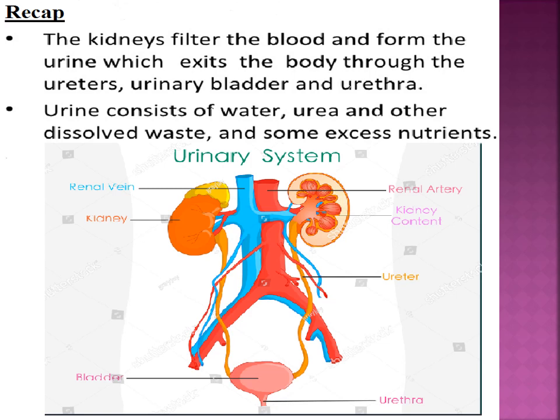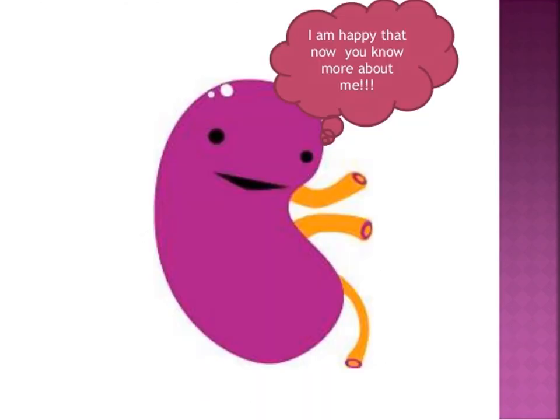Now what is present here? These are the nephrons. We will discuss them in the next lesson, the detailed structure of the nephrons, how the nephrons work, how they filter the blood, and how the urine will be formed. All that will be discussed in the next lesson. Up to this we have done. Hope you have understood the lesson. Hope you have learned all about the kidney.